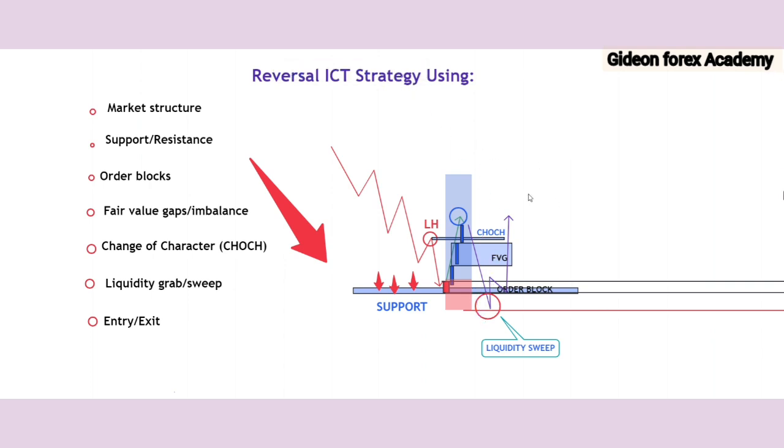The price returns all the way from the new high, closes fair value gaps, returns to the order block, sweeps liquidity below the support before rallying back to the upside. So our target would be the new high. That would be our take profit area.